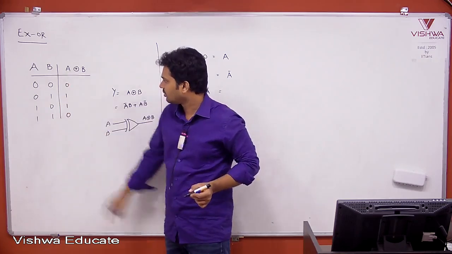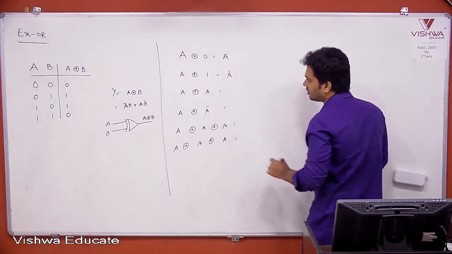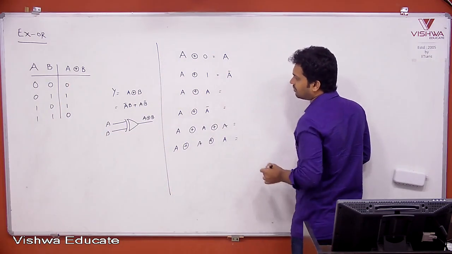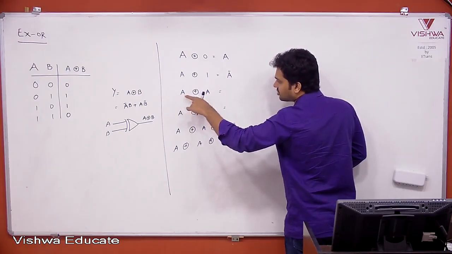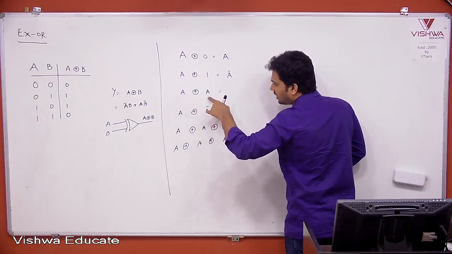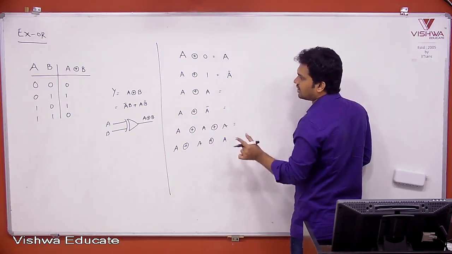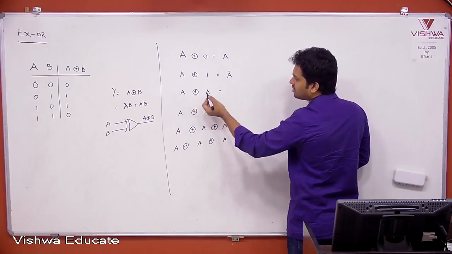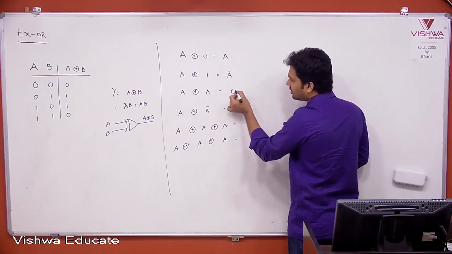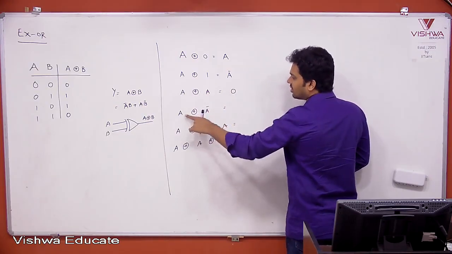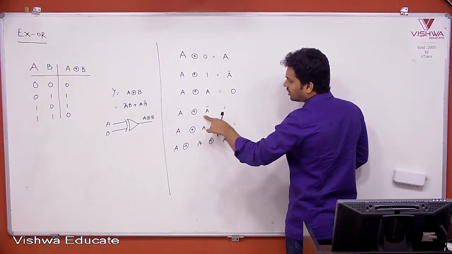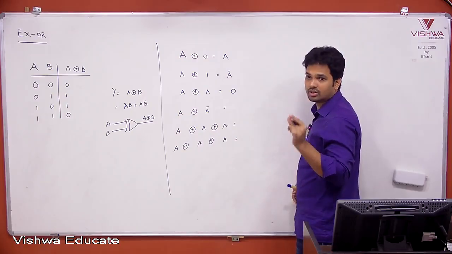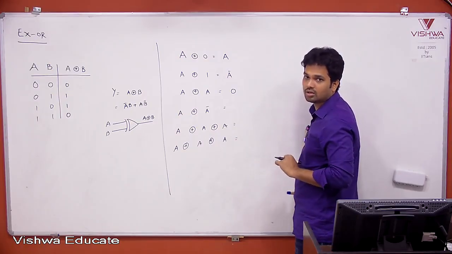Okay, forget about the variables. Variables can be anything. Now A XOR A, meaning what? A can be 0 or 1, so 0 XOR 0 or 1 XOR 1. When both bits are the same, what is the output? In both cases the output is 0. A XOR A bar: if A is 0, A bar is 1. If A is 1, A bar is 0. So 0 XOR 1 or 1 XOR 0, both are 1s.